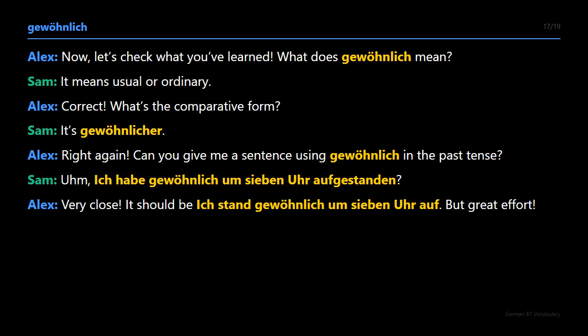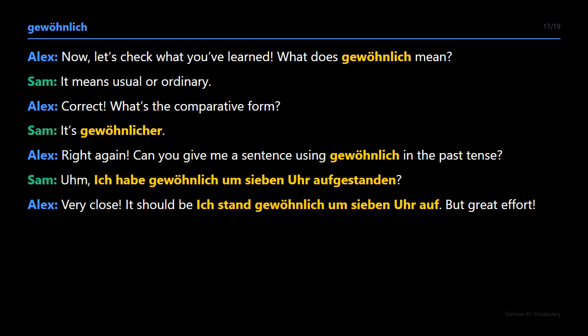Now, let's check what you've learned. What does gewöhnlich mean? It means usual or ordinary. Correct. What's the comparative form? It's gewöhnlicher.